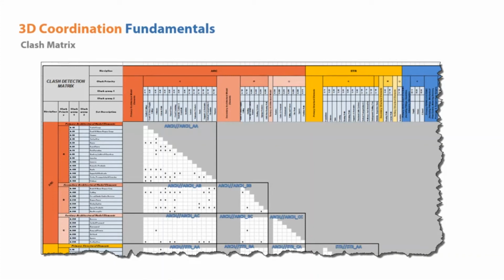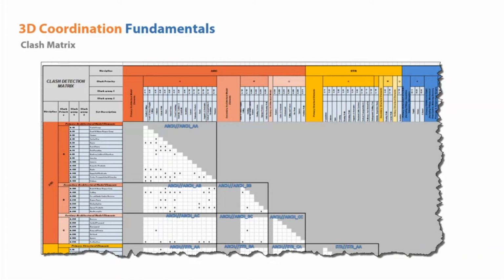The matrix is organized by breaking down first all disciplines involved in the project. It consists of clash groups and clash priority of the elements assigned, and the sequence of how the clash detection should happen and how to resolve these kinds of things are predefined inside the document itself.